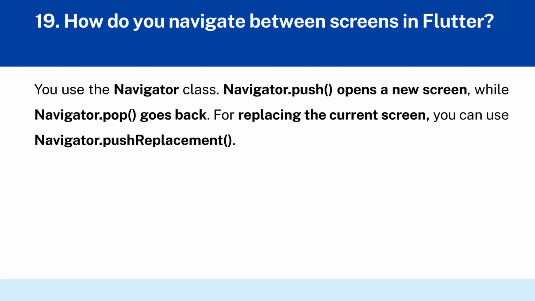How do you navigate between screens in Flutter? You use the Navigator class. Navigator.push opens a new screen, while Navigator.pop goes back. For replacing the current screen, you can use Navigator.pushReplacement.